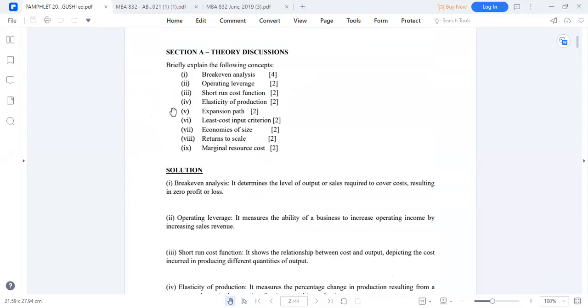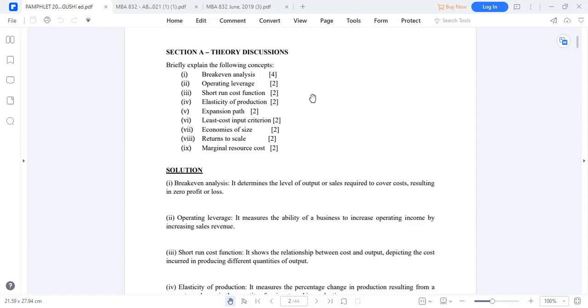Usually an exam paper must have calculations and theories. So some of the theoretical questions we have are to explain what break-even analysis is. So break-even analysis basically is simply the level at which output or sales are required to cover the costs. It is actually the point at which we make a zero profit. Break-even output actually occurs when the total revenue is equal to the total cost.